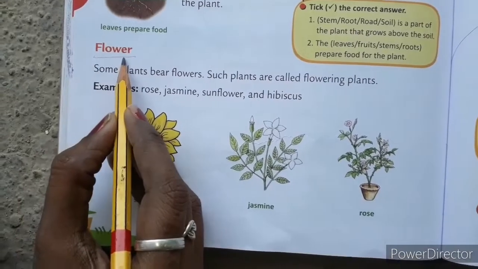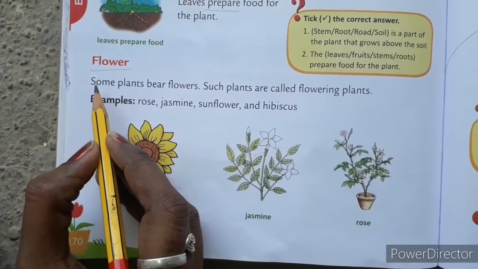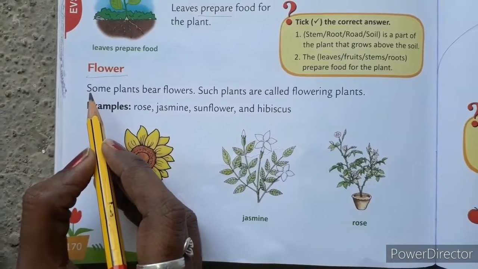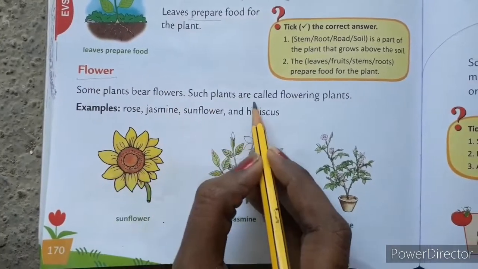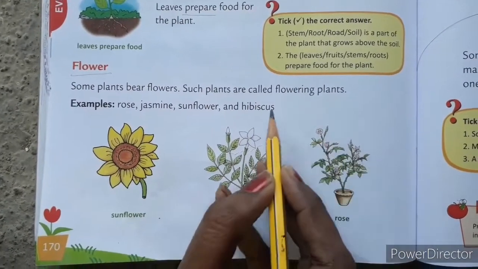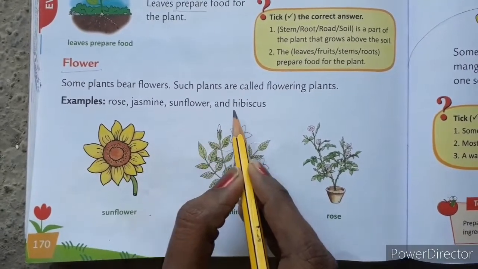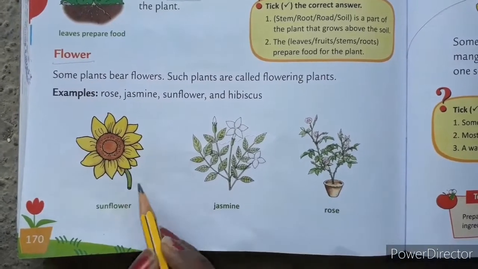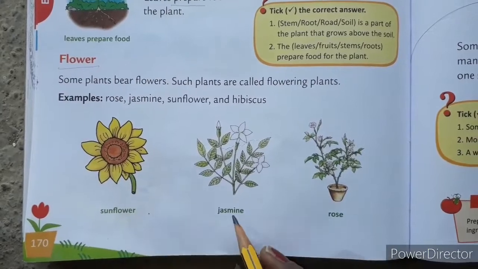Next, flower. Flower is the colorful and beautiful part of a plant. Children, did you observe a plant having flowers in your garden? Some plants bear flowers. Such plants are called flowering plants. For example, rose, jasmine, sunflower and hibiscus. See children, here a few flowers are there. Sunflower. Sunflower is yellow in color.